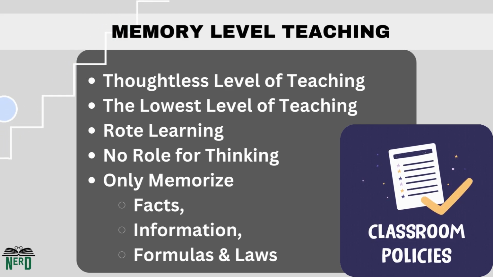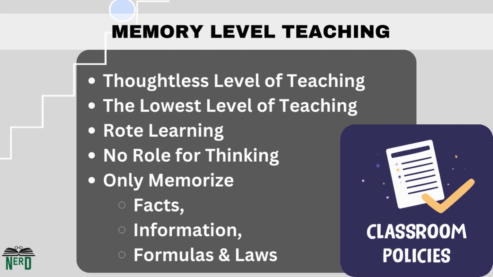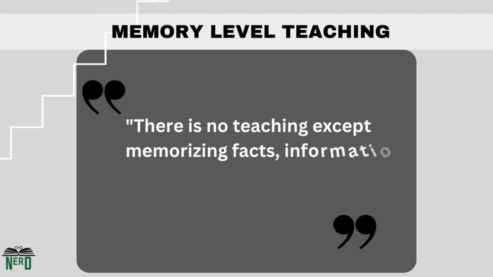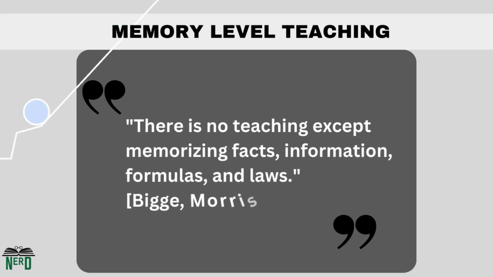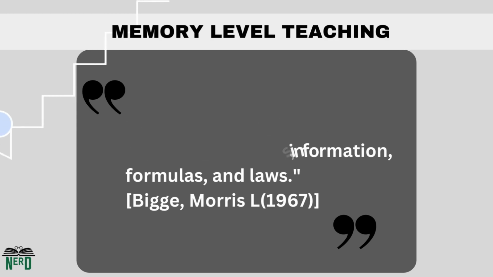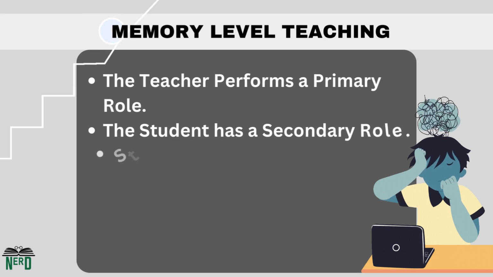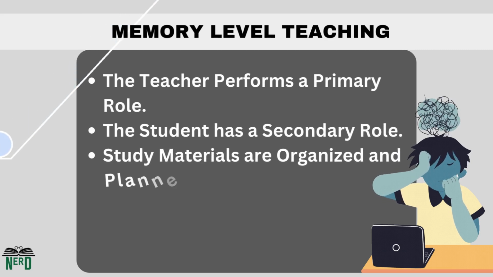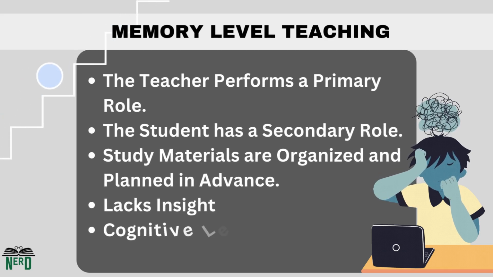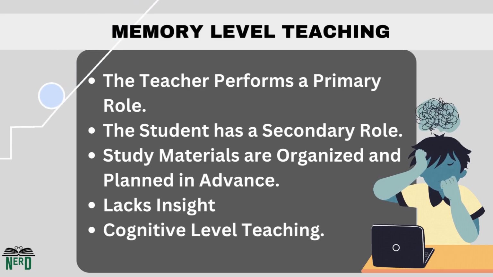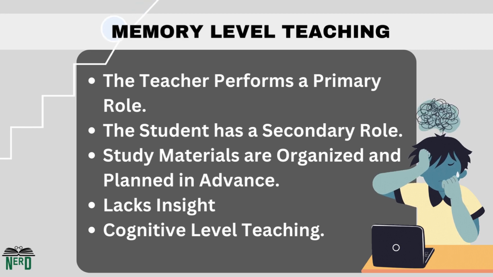Students only memorize the facts, information, formulas, and laws they are taught. There is no teaching except memorizing facts, information, formulas, and laws. The teacher performs a crucial role in the classroom, while the student has a secondary role. In the memory level, study materials are organized and planned. Teachers present study materials sequentially in a classroom. Memory-based teaching lacks insight. Psychologically, it is cognitive level teaching.